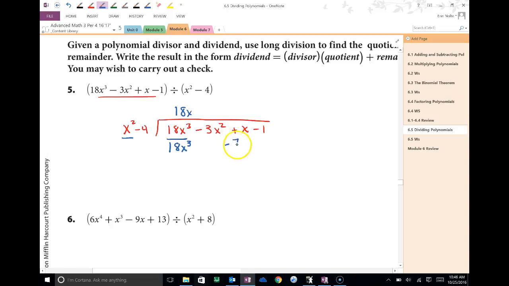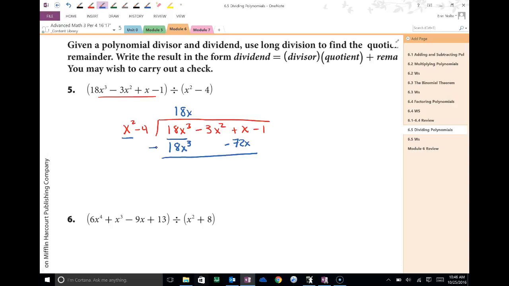I'm going to write my x. I'm going to make sure I line them all up. Okay, x squareds go under x squareds, x's go under x's. Okay, so now what do I do? Negative 3x squared. Okay, so now I subtract, right?